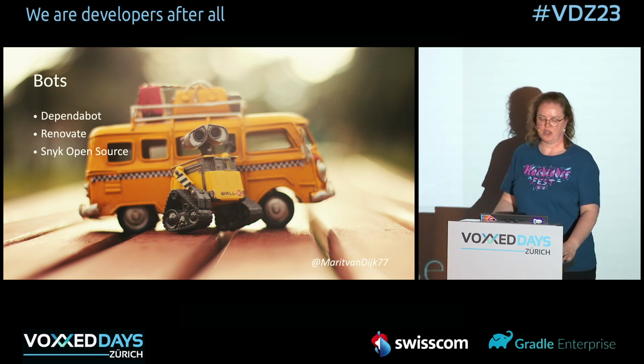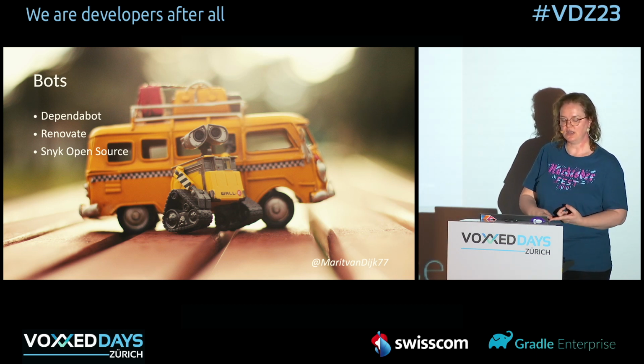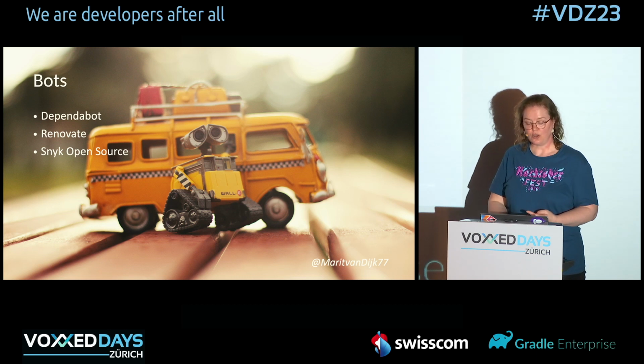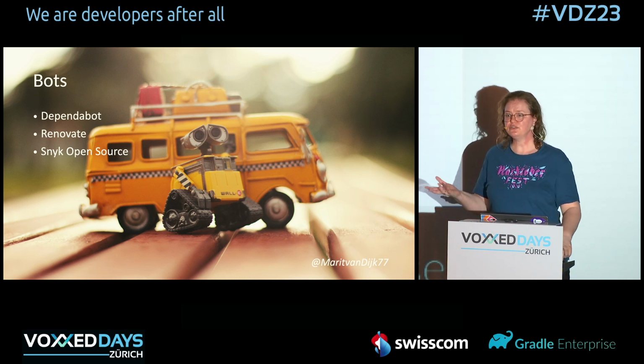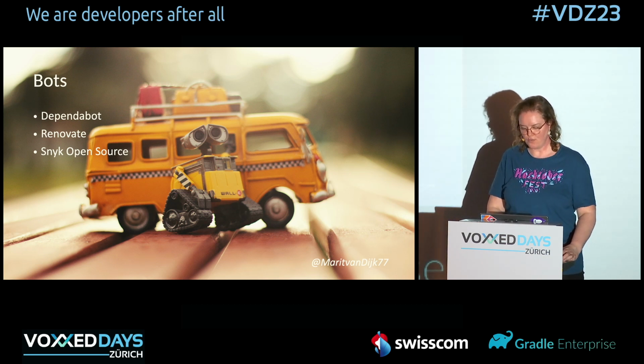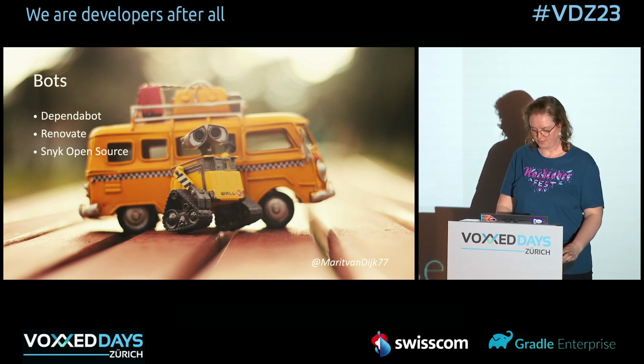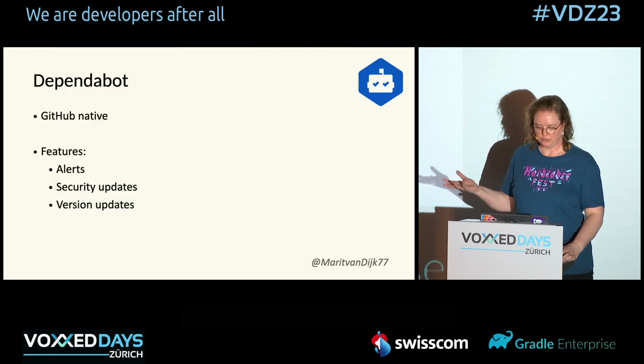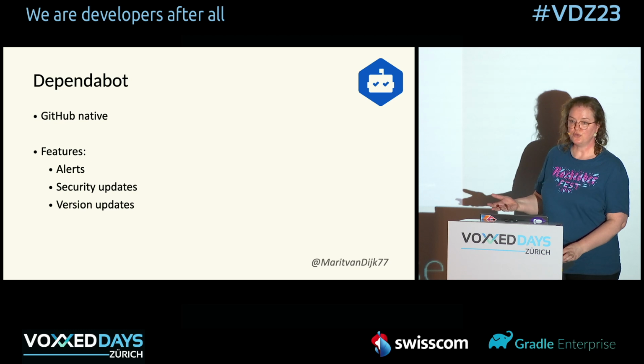For Java, we have 3 options. We have Dependabot on GitHub, Renovate, and Snyk Open Source. And I've looked at all 3 so that I can give you an overview. I added them all to my personal GitHub profile, but they do work with other platforms as well, or most of them. So Dependabot is GitHub native.